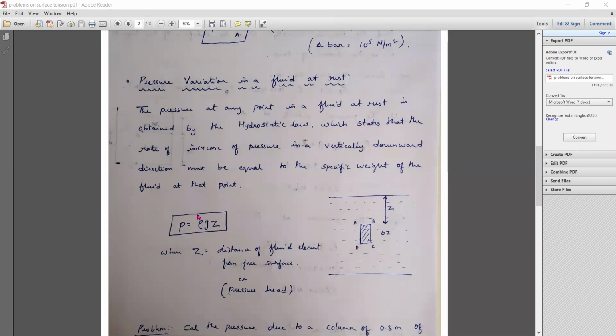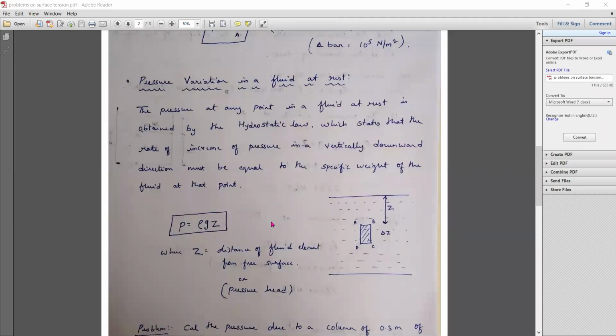What is rho? Rho is the density of the fluid. Which type of fluid is there depends on that, and you will get this. So rho g h is the formula for finding the pressure at any point of the fluid. This Z is also called the pressure head, the distance of the fluid element from the free surface. Sometimes it is also given as h. Please remember rho g h; mostly we will use h only.